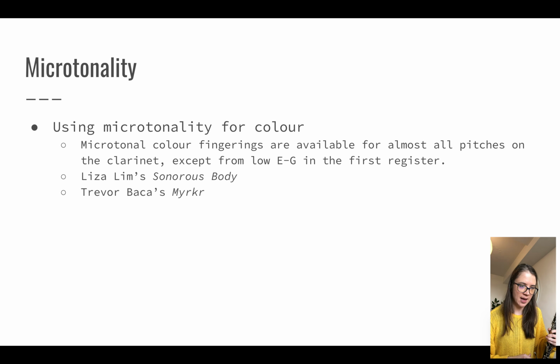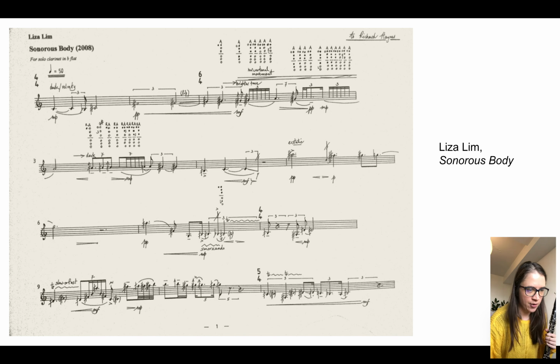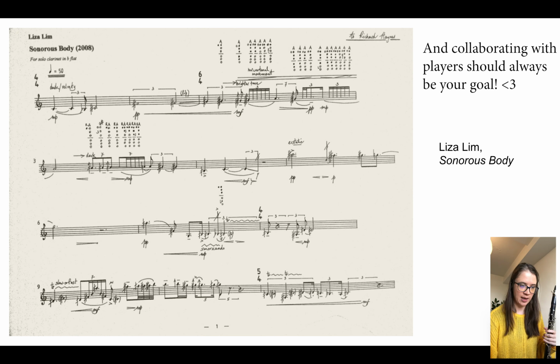So a few ways to write that. Here's Australian composer Liza, and she's written in all of the fingerings for her color fingerings. You can see across the top there. So it sounds a little bit like. Really beautiful, I think, how she manages to get this line. But that kind of writing would be difficult to do without working quite intensely with the player.